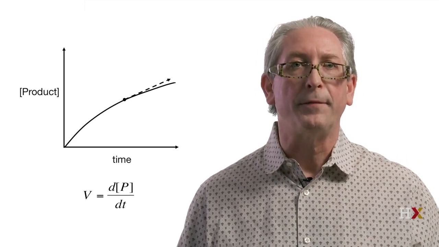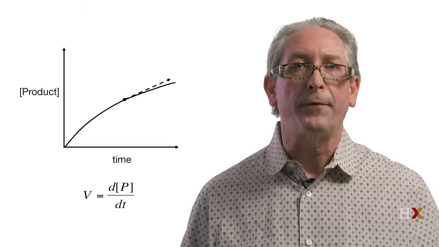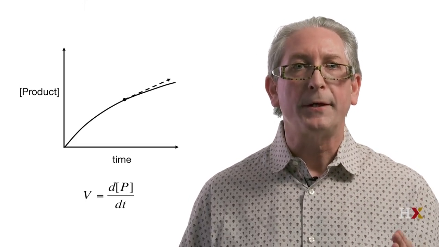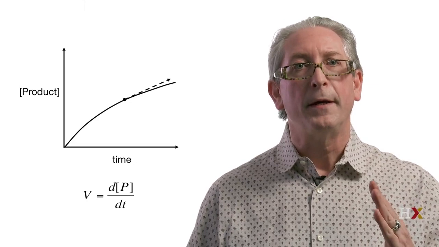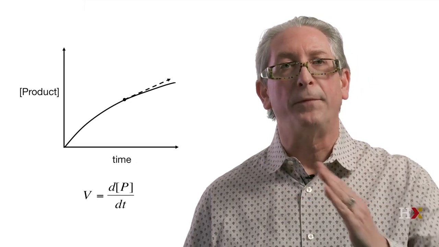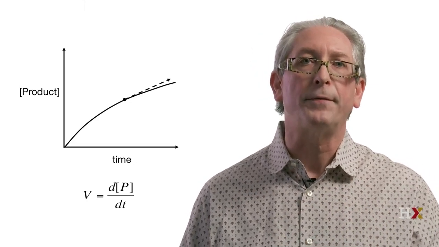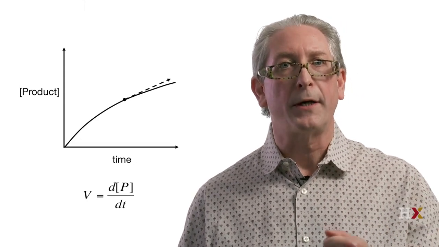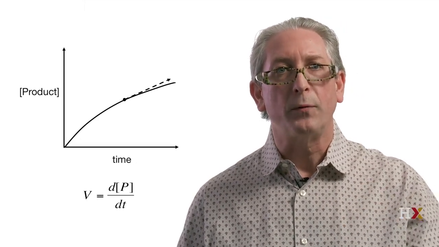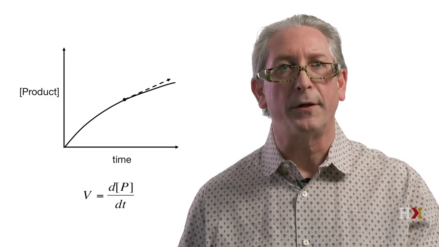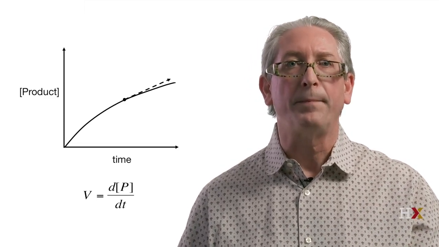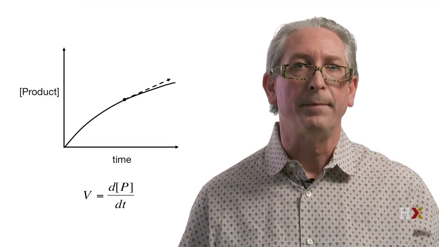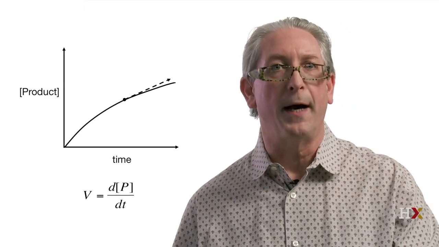An interesting observation that we can make from the curve is that as the reaction proceeds, the slope decreases, so the velocity decreases. And that makes a lot of sense, because we have started with a constant concentration of substrate. So over time, the substrate gets depleted and the reaction will slow down.